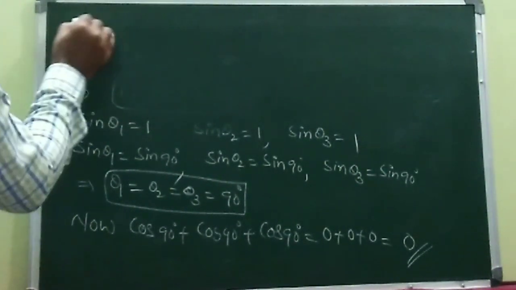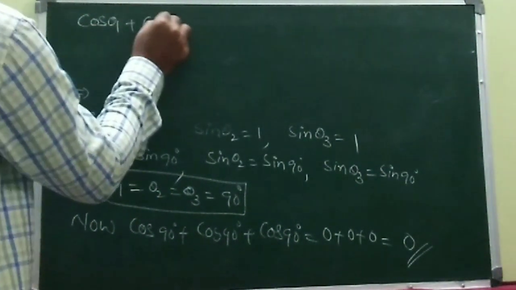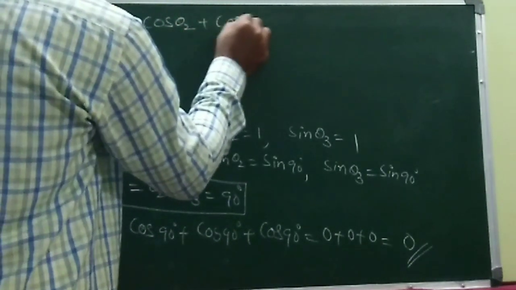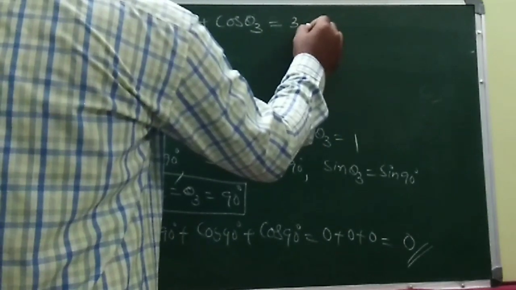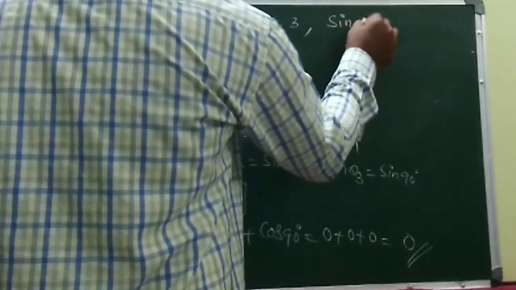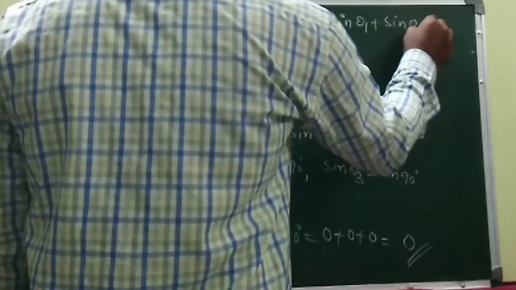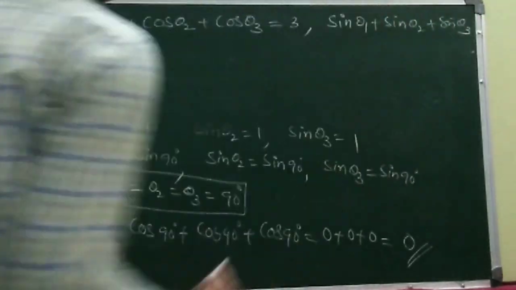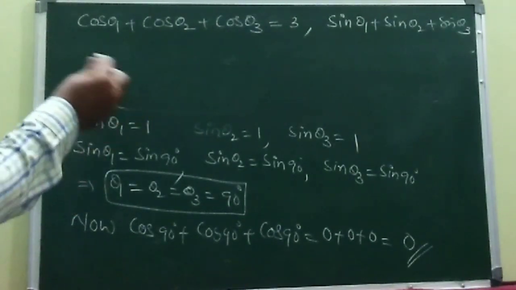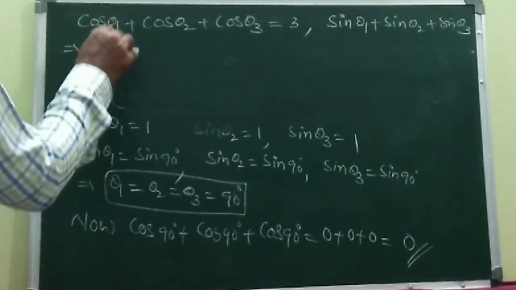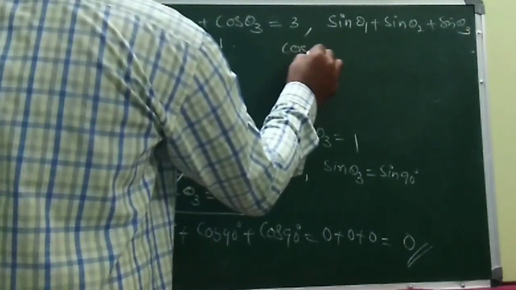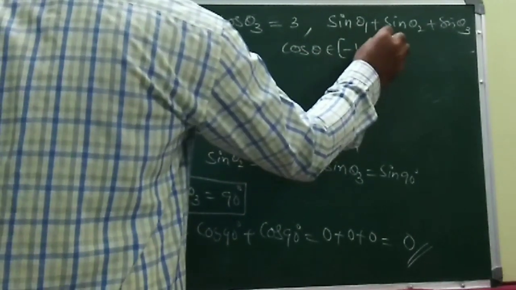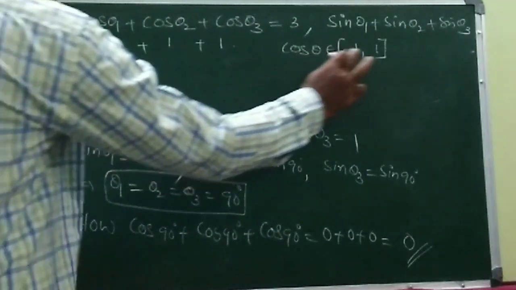Sometimes the question can be reversed. If cos theta 1 plus cos theta 2 plus cos theta 3 equals 3, then what is the value of sin theta 1 plus sin theta 2 plus sin theta 3? This is what we require. Clearly, as earlier, each of these must be 1, because the range of cos theta is also the closed interval -1 to 1, so the maximum value is 1.